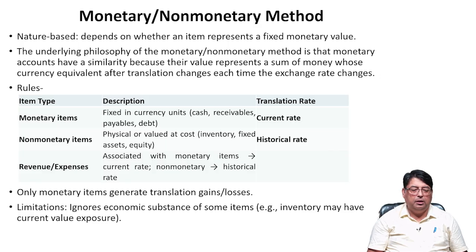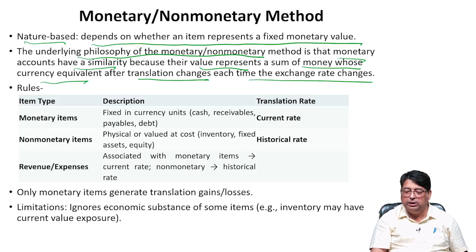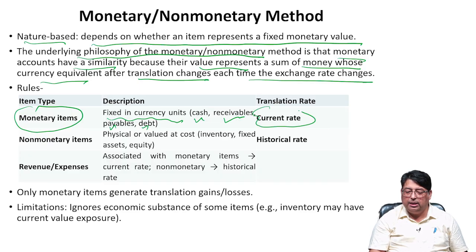Now the monetary non-monetary method. It is nature based. It depends on whether an item represents a fixed monetary value. The underlying philosophy of this method is that monetary accounts have a similarity because their value represents a sum of money whose currency equivalent after translation changes each time the exchange rate changes. For instance, you see the rules: monetary items, fixed in currency units, like cash, receivables, payables and debt, are converted at the current rate. Non-monetary items, which are physical or valued at cost, like inventory, fixed assets and equity, are converted at the historical rate.